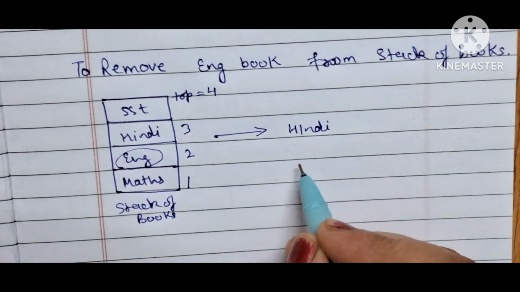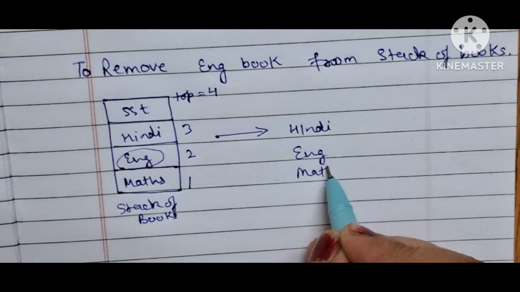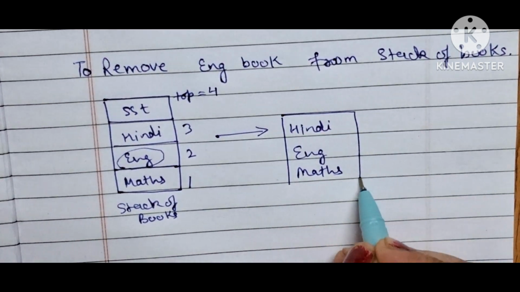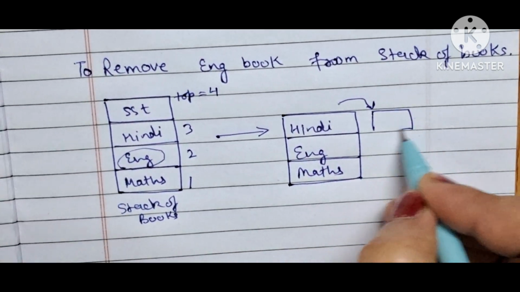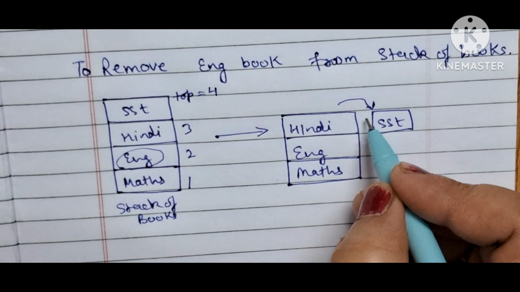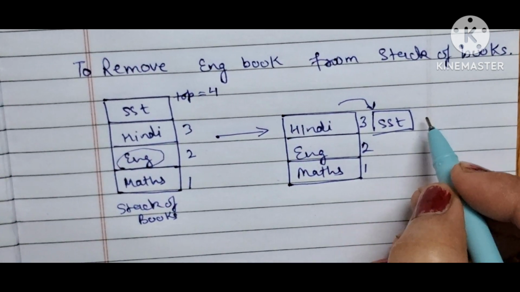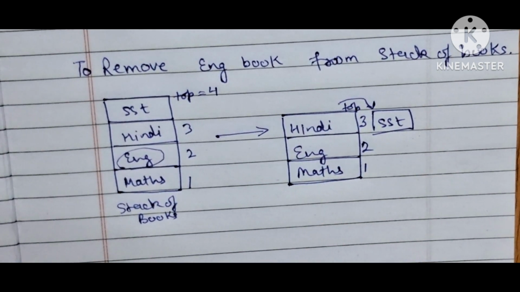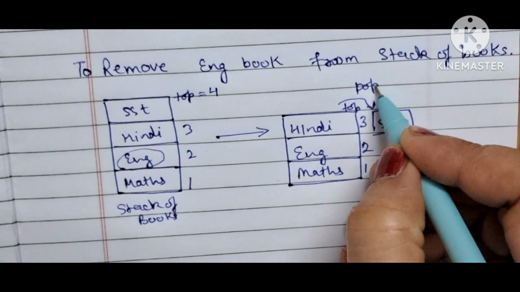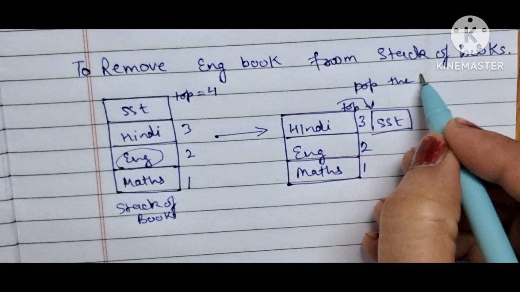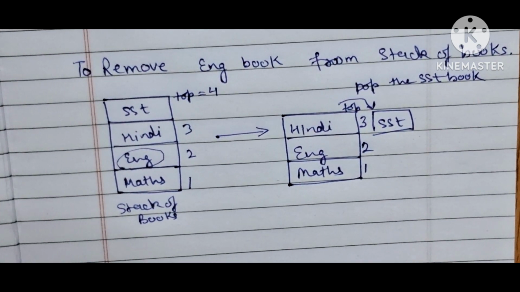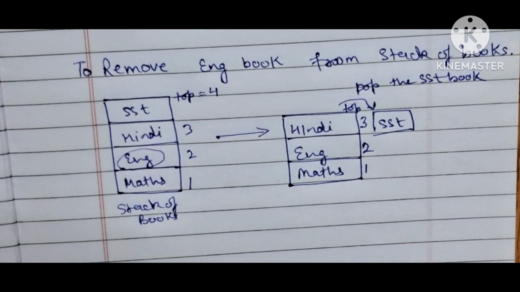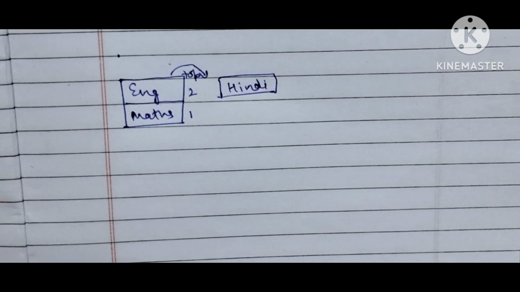So I have my remaining 3 books, that is Hindi, English and Maths, on the stack of the book, and I have popped out the SST book from the stack. And now my top pointer will decrement by the value 1, and so I have popped the first book, or deleted the first book, from the stack. Then I will repeat the step again.